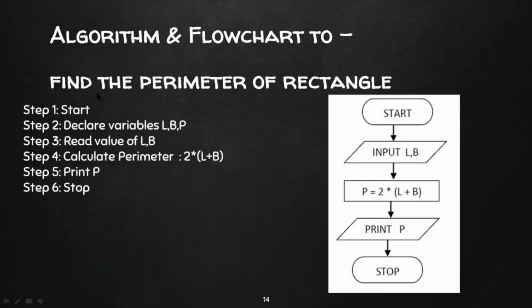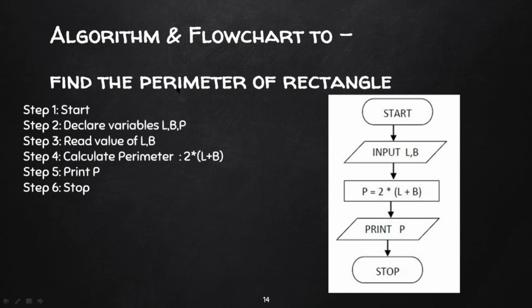Let's do another one: find the perimeter of a rectangle. Before we write the algorithm, we have to know the requirement for this program. The formula for perimeter is 2 into (L plus B). So in the formula, we need length, where L means length and B stands for breadth. So we need two things: length and breadth.